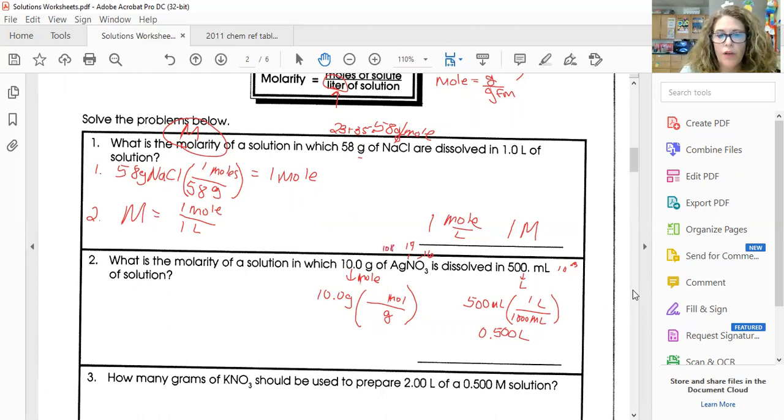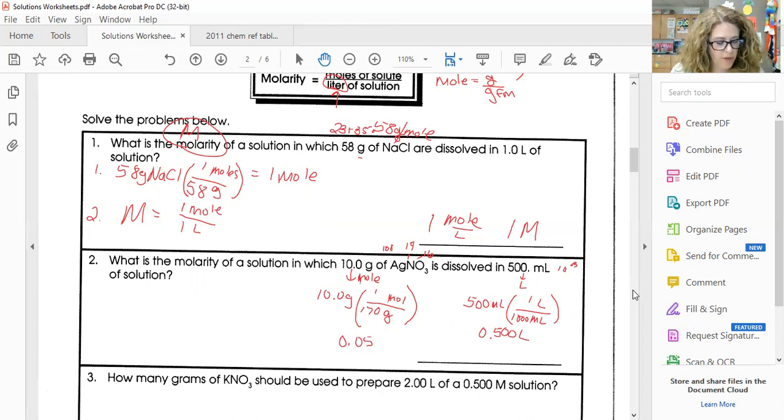So I have 108. So now I'm going to multiply my 16 times 3, doing it on my calculator, and then I'm going to add that 14 plus that 108, 170. So that means that 1 mole of silver nitrate has a mass of 170 grams. So now I do 10 divided by 170, right, to get my moles, and that's 0.05.